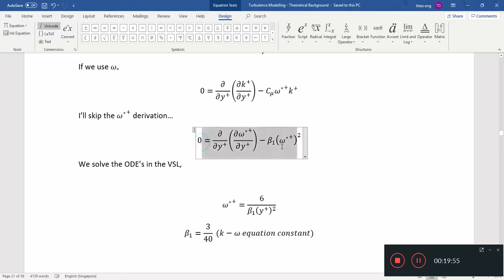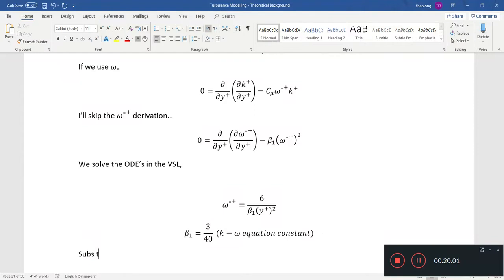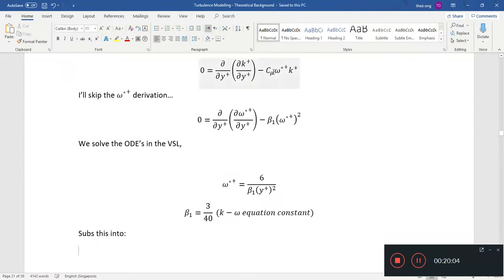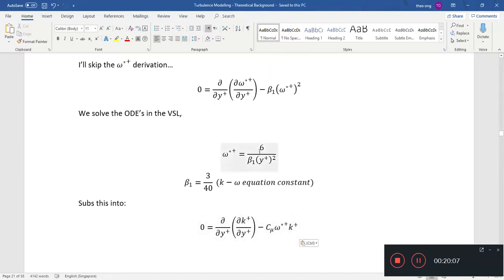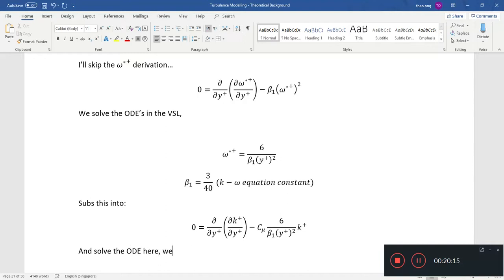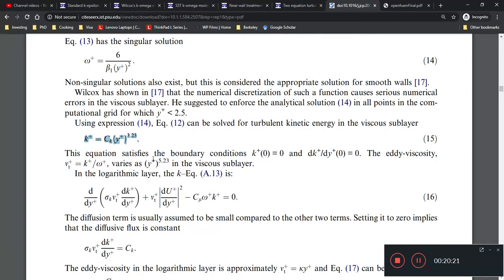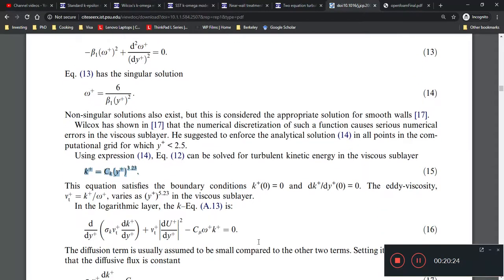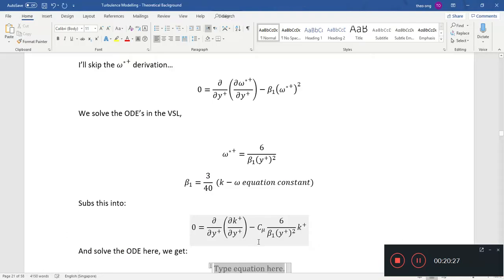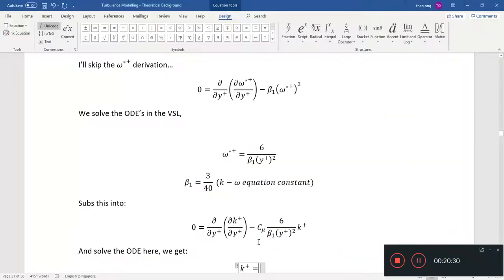After solving the omega equation, you get this in the viscous sublayer. Then we substitute this into the k equation over here, so that we get rid of this omega star, and solve the ODE here. We get this equation: k plus equals some constant CK times y plus to the power of 3.23.